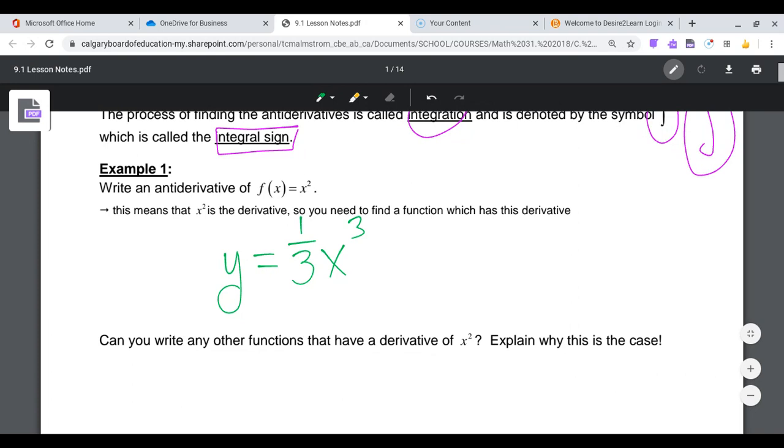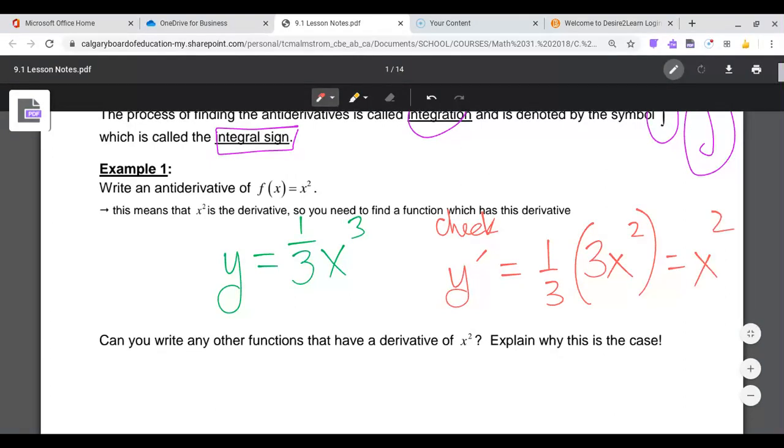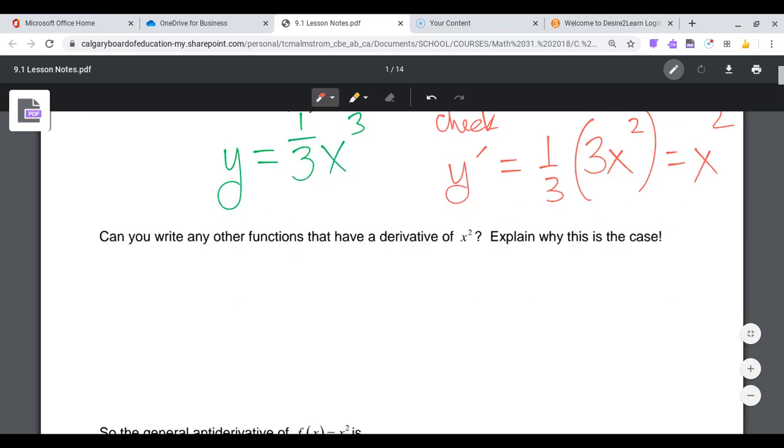Now the beauty of this is that we can actually check our answer and see if we got it right. So if I take the derivative of what I just said was my antiderivative, I would take 1/3 times 3, which is 1. Maybe we'll write that out just for sake of notes. Okay, 1/3 is your constant. You take your 3 down, x to the power of 1 less, which would be squared, and then that would give me x squared. So then the question is, can we write any other functions that have a derivative of x squared? Is there something else out there that would also work to give me that derivative?